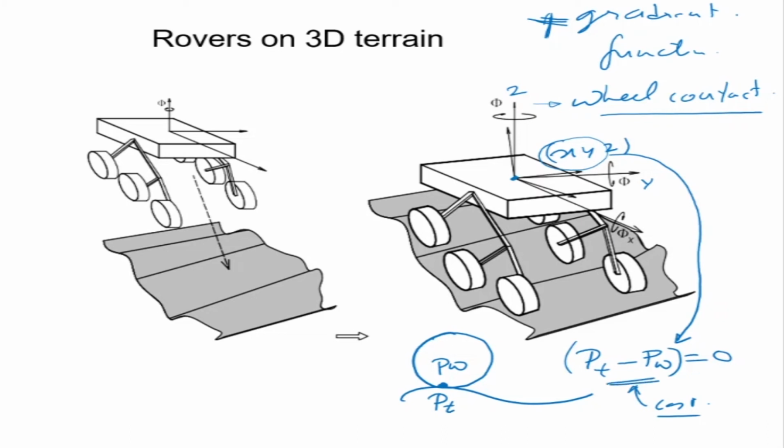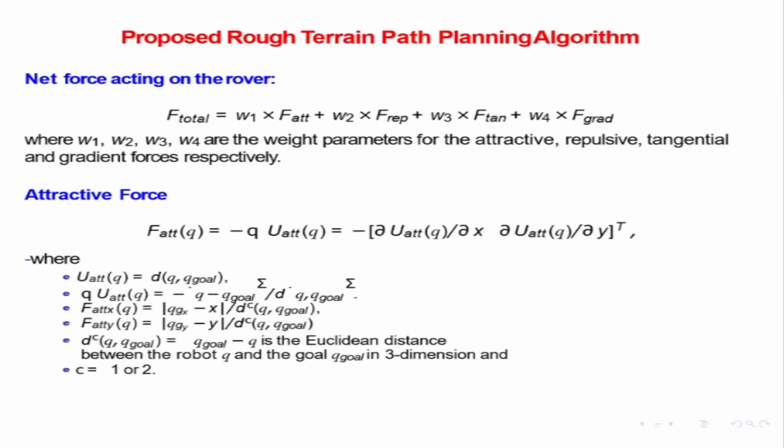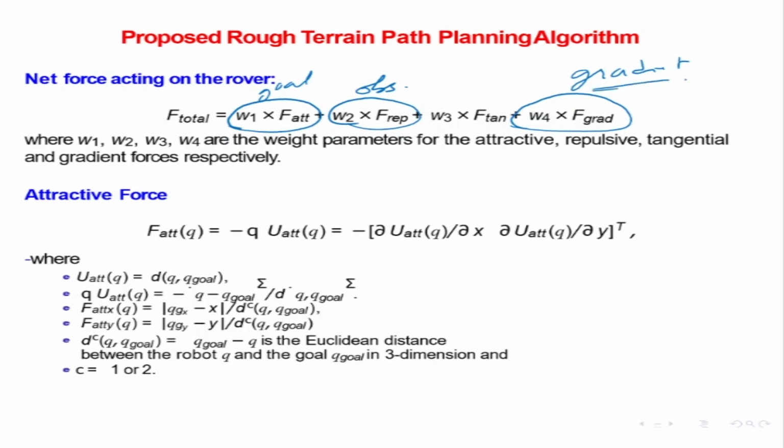Now, in order to minimize energy, we can say that our potential function has another component, which depends on the gradient. As before, we have an attractive force and a repulsive force. The attractive force will attract towards the goal, and the repulsive force will repel from the obstacle. The gradient term is proportional to the gradient of the grid there. So if I minimize it, it will not try to climb, it will come down.